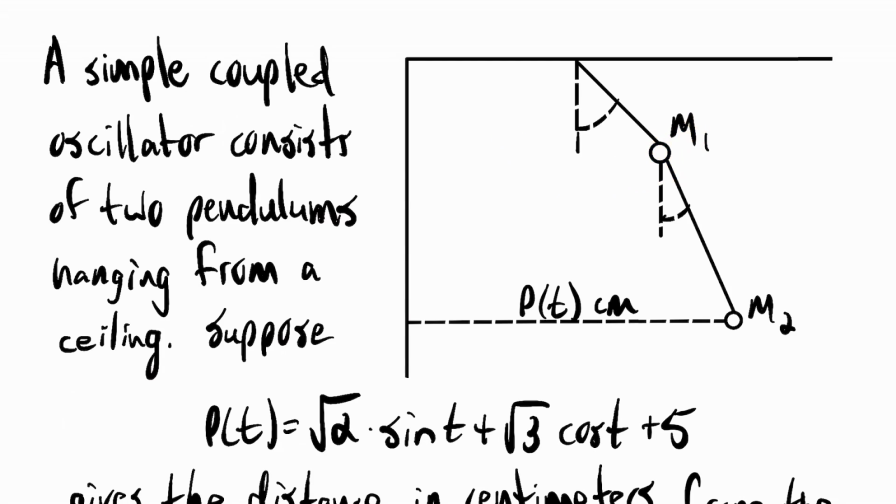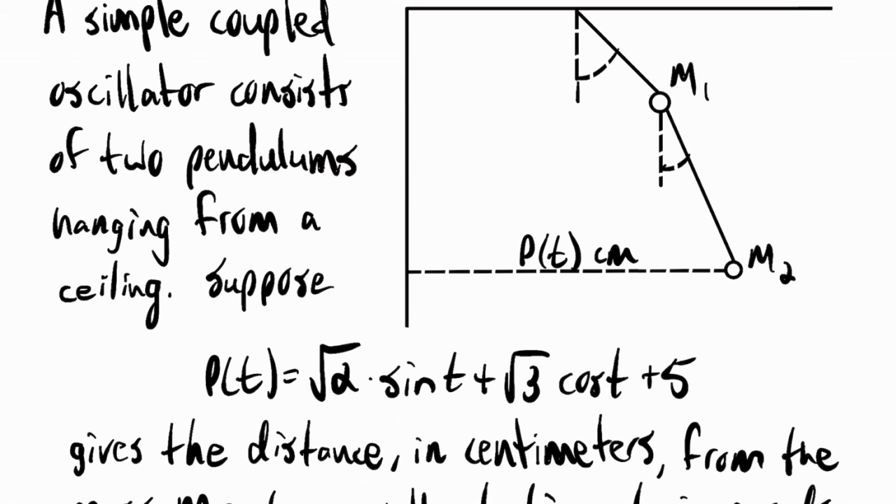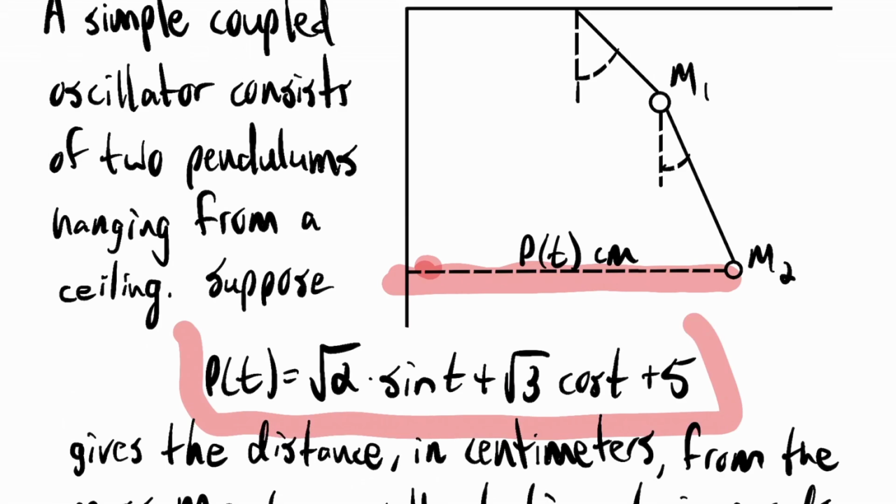But for now, we'll just go with the description. So these two pendulums hang from a ceiling, one connected to the other. And let's suppose that the distance from the bottom mass to the wall is given by this function, p of t equals the square root of 2 times sine of t plus the square root of 3 times cosine of t plus 5. It's a formula that gives that distance as a function of time. T is in seconds, and the position is measured in centimeters.